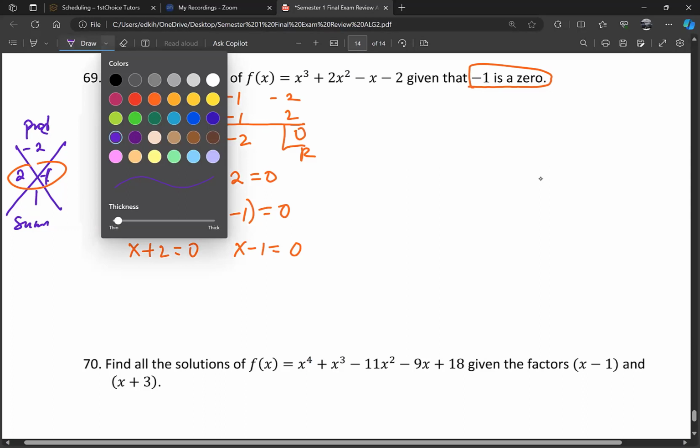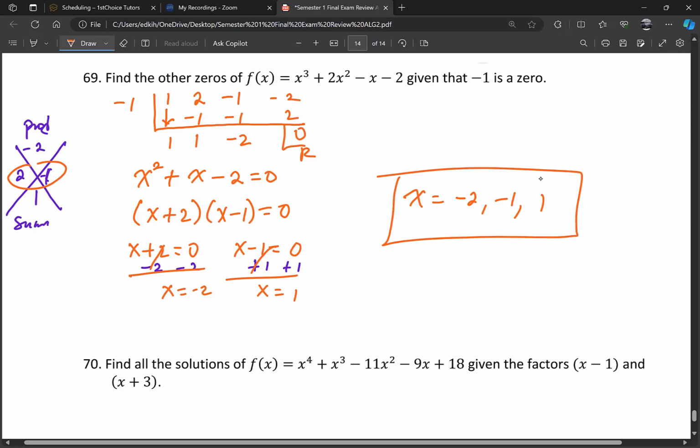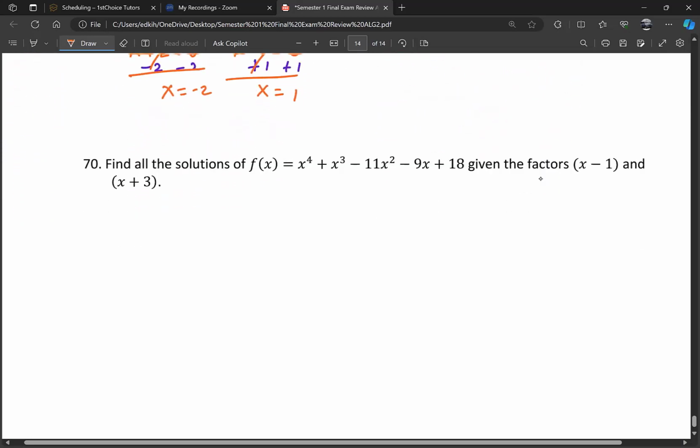So you've got to subtract 2 from both sides, add 1 to both sides on the second one. And then these cancel, so x ends up being -2. These cancel, x ends up being +1. So all the zeros would be x equals -2, -1, which you were already given over here, and 1. I like writing them in order from the least to the greatest, but there you have it.